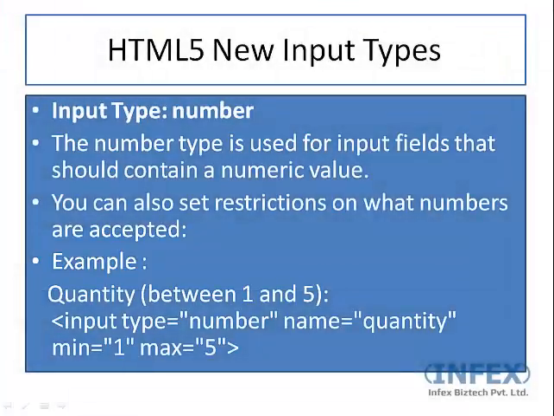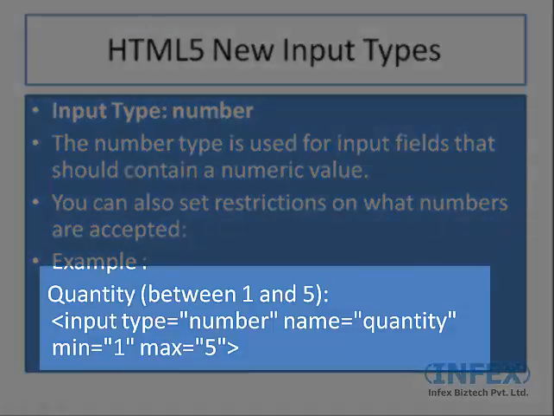Then the next input type is the number. Number type is used for input fields that should contain a numeric value. You can also set restrictions on what numbers are accepted. So basically we can set the range of numbers here. In our example, the numbers are restricted between 1 and 5. Input type is number here.